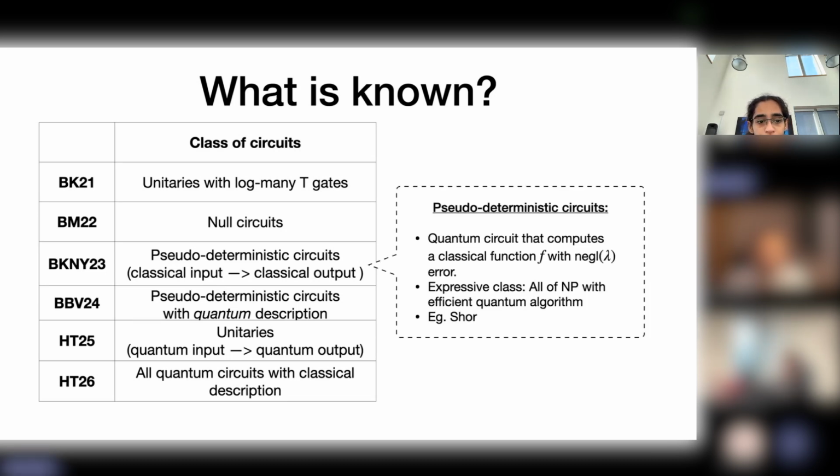For us, an important class of circuits is going to be this pseudo-deterministic circuit class. What that means is that it's a quantum circuit that computes a classical function f with negligible error. So this is an extremely expressive class. For example, it contains all of NP that has an efficient quantum algorithm. And in particular, it contains Shor's algorithm.